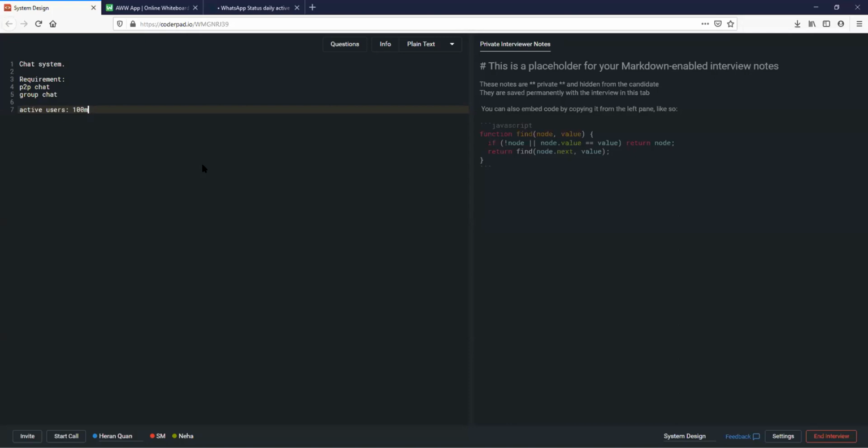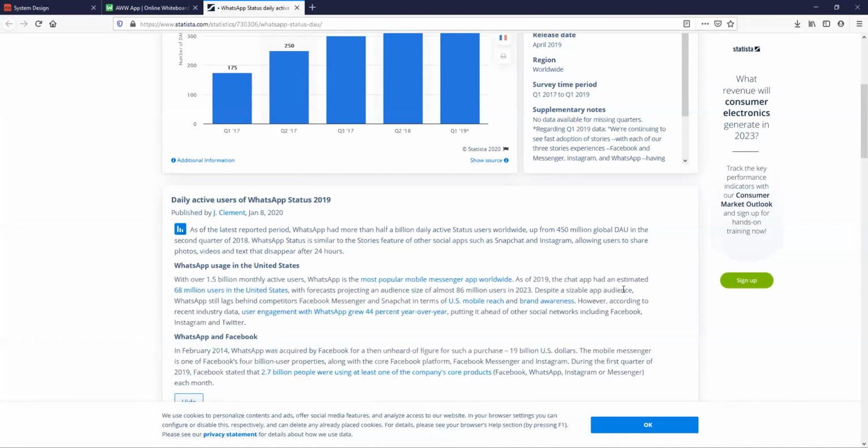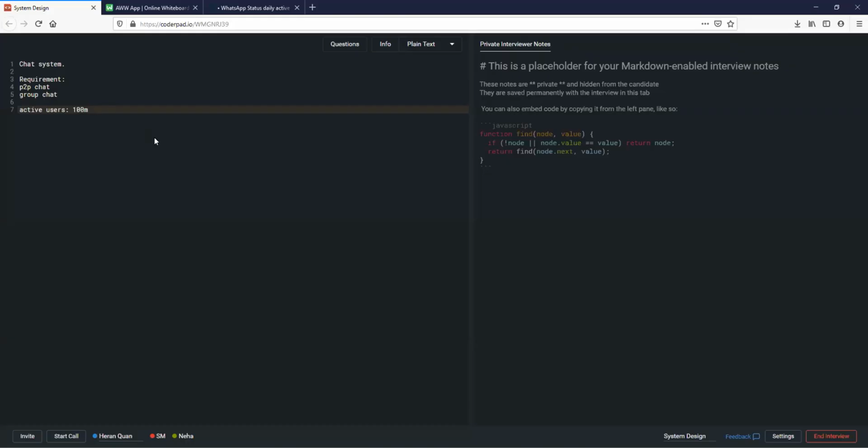Yeah, 100 million active users, and they are going to talk with each other daily. That's why they are active users. So yeah, this is how big the system is. And what other requirements? Can you guys see anything here?